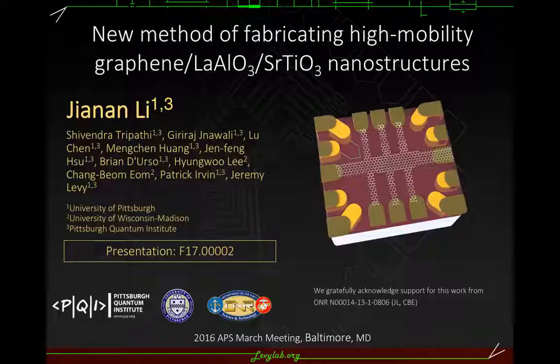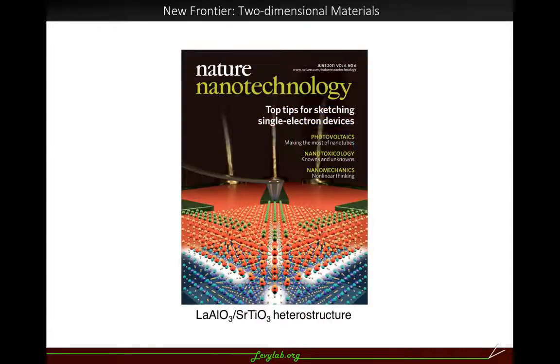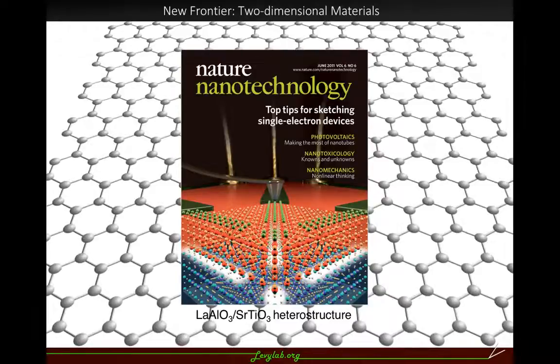My talk today is about our graphene lithium aluminate and strontium titanate nanostructure. We know that 2D or semi-2D materials have been attracting a lot of attention because of their unique physical properties compared to their 3D counterparts. This is an incomplete list of 2D systems, and this list is still growing over the years. This talk will focus on the lithium aluminate and strontium titanate heterostructure and its combination with graphene.